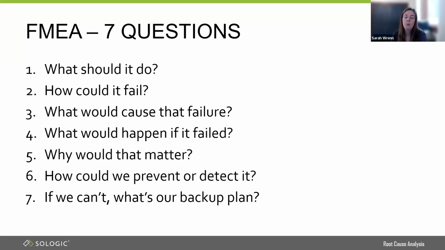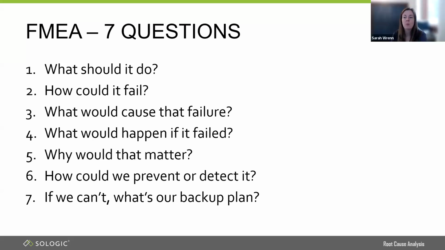Up next, what would cause that failure? This is where we list credible failure modes: physical, human, procedural, and organizational. This is where having subject matter experts on the FMEA team is imperative to answering this question. Those who operate and maintain the equipment will have the best insights.